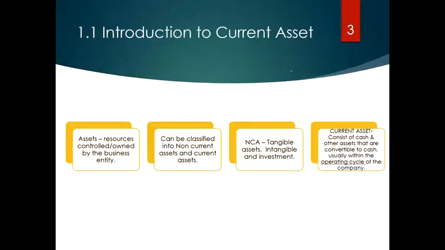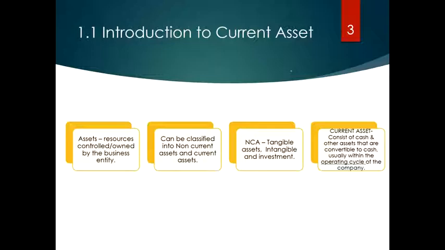What is asset? Assets are resources controlled or owned by the business entity. An asset can be classified into non-current asset and current asset. For non-current asset, it consists of tangible asset, intangible asset, and investment. Whereas for the current asset, it consists of cash and other assets that are convertible to cash, usually within the operating cycle of the company. Okay, so I harap you faham lah what's the definition of current asset.